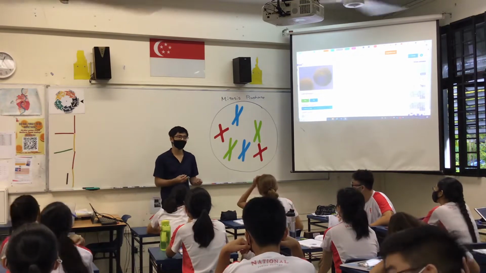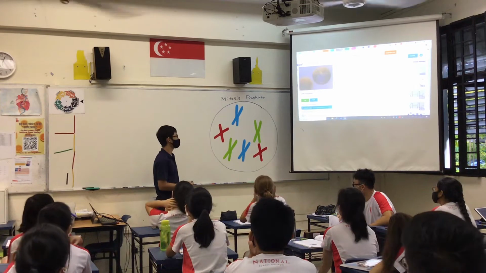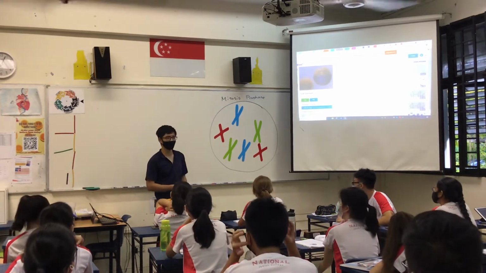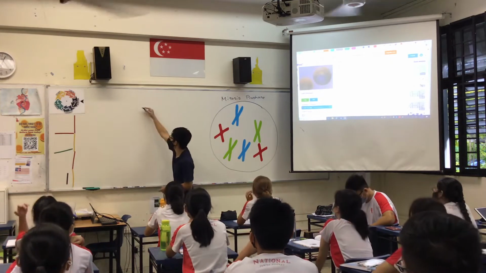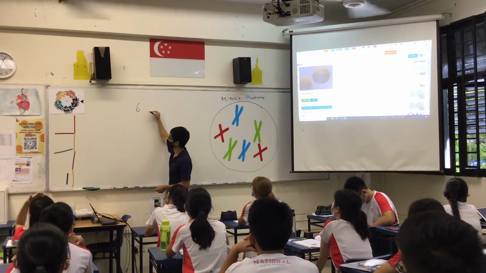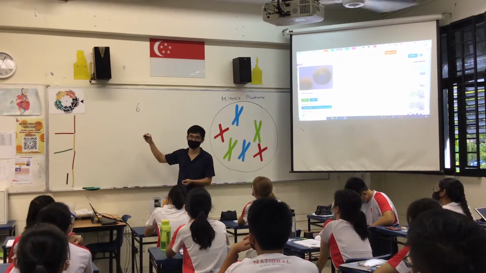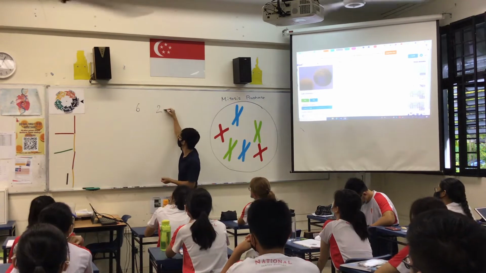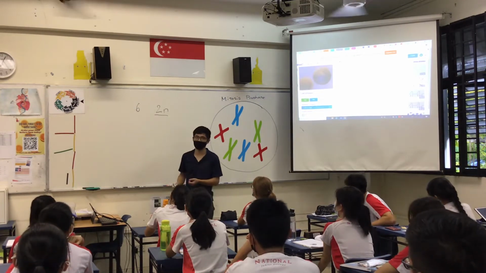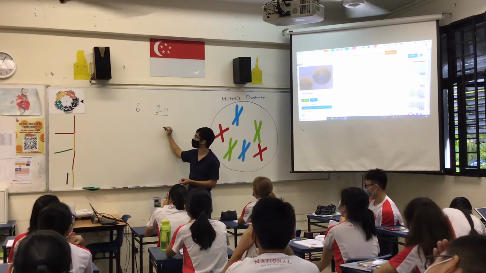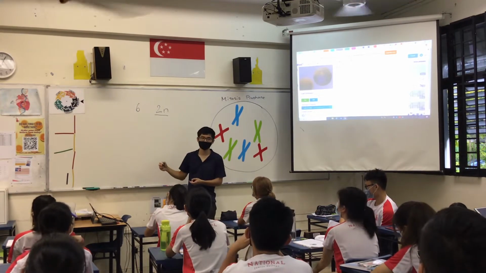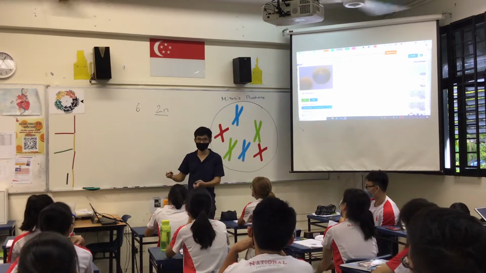Okay, maybe if I tell you right now, maybe you tell me how many chromosomes do you see on the whiteboard? 6 chromosomes. Let's say that's the diploid number. Often we represent diploid by 2n. N represents one set, how many chromosomes there are. So what's the haploid number of chromosomes? It will be just 3 chromosomes.